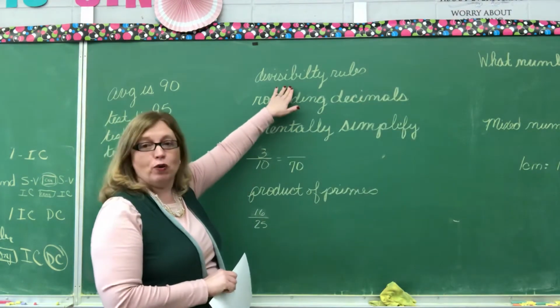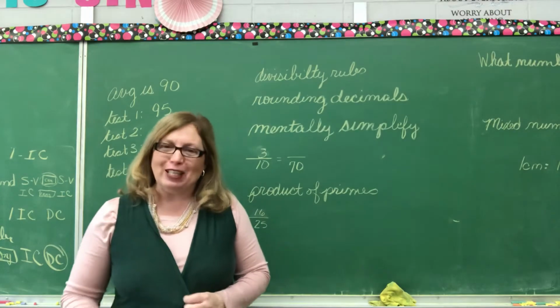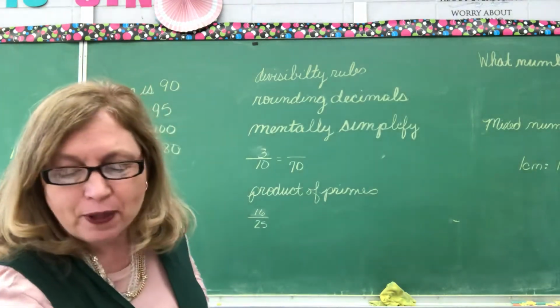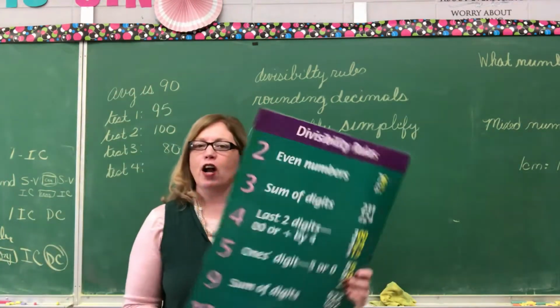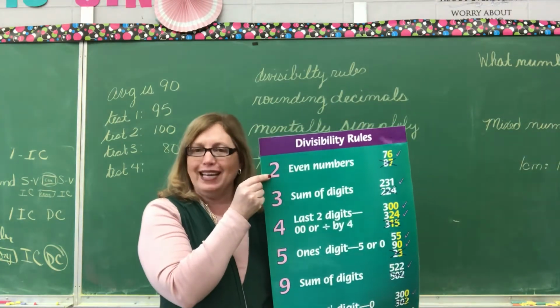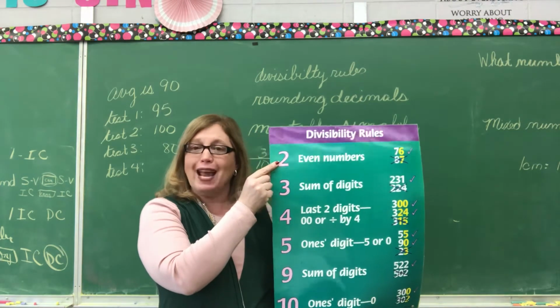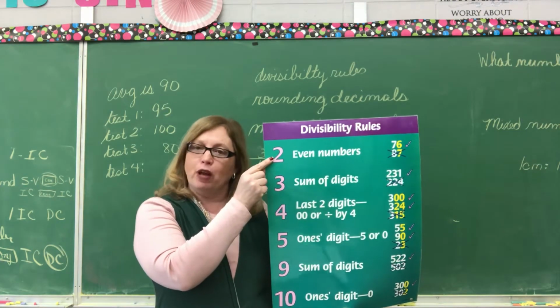First, I'm going to ask you about your divisibility rules. All right? Now, let's review them. We know that a number is divisible by 2 if the number ends in an even number. If it's an even number, it ends in 0, 2, 4, 6, or 8. It is a divisible number by 2.